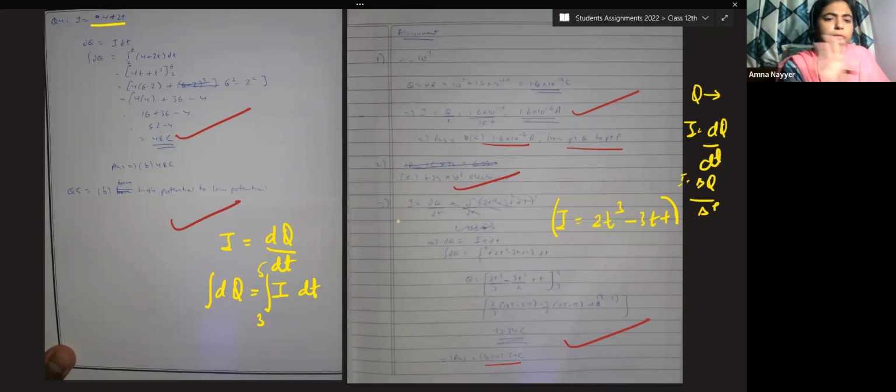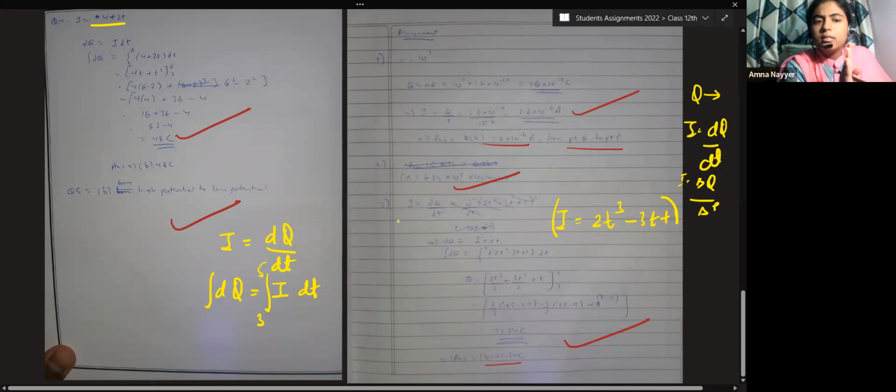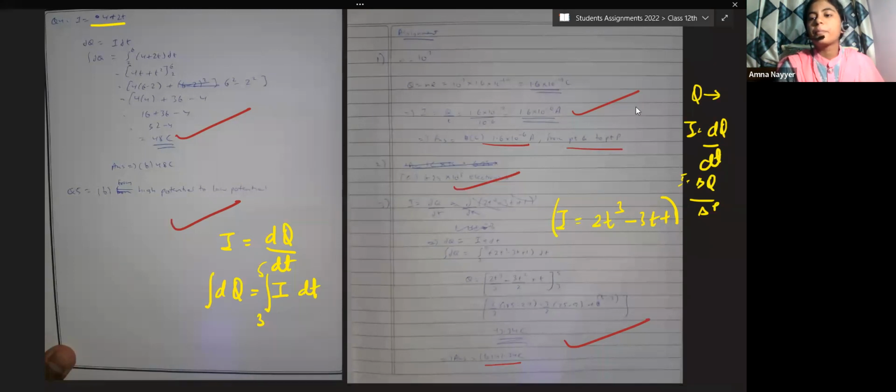And in the fifth part, everyone has done it well only. High potential to low potential. This you have to remember, high potential to low potential. All these questions were from your previous years only.